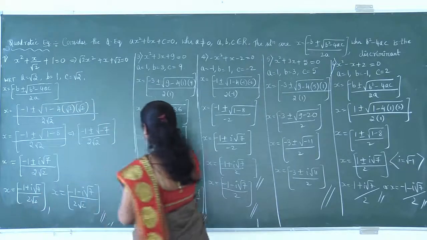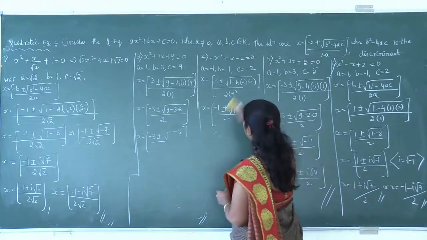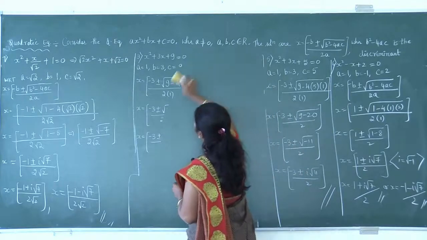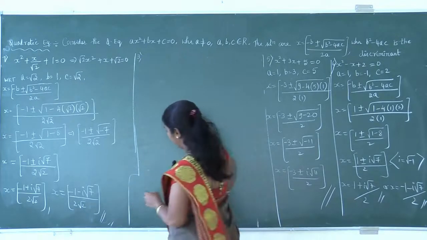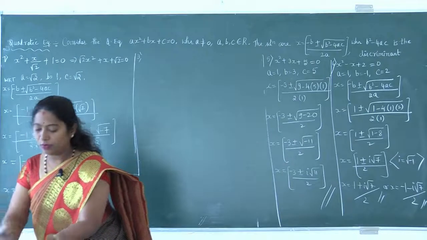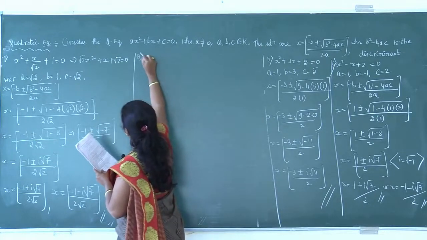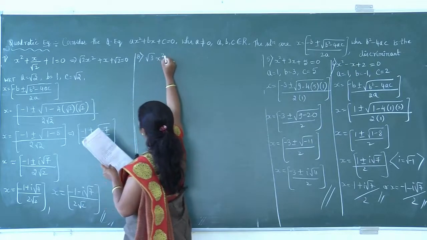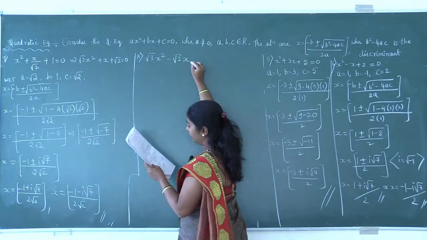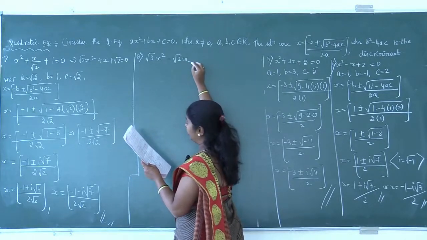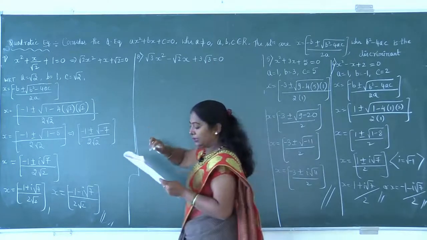Similarly, proceeding with the 8th problem. Moving on to the next problem, we shall check the values of a and b and c, keeping these formulas in mind. What is the 8th problem we have now? Root 3x square minus root 2x plus 3 root 3 is equal to 0.